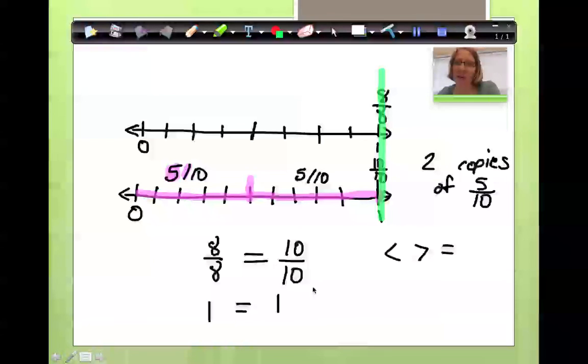We're going to be using shapes of fractions. We're going to be using number lines of fractions. Not hard. I hope you have fun.